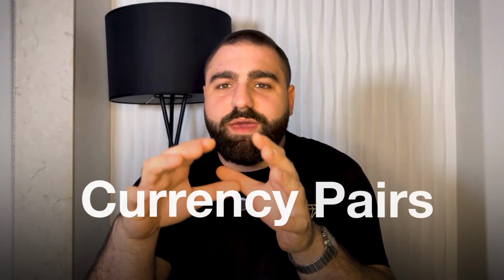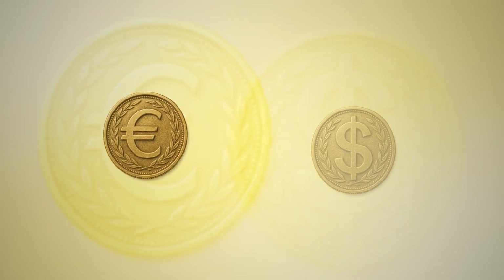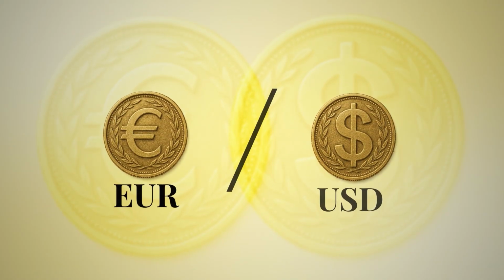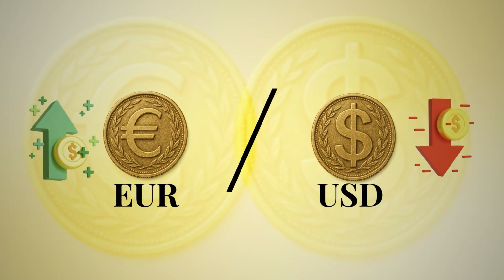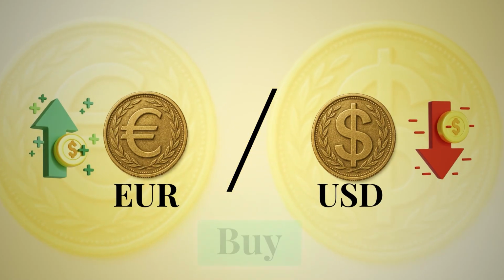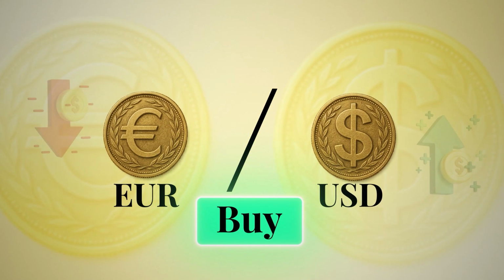And what you're trading in Forex is called currency pairs. Basically, you're trading one currency against another. Simple. For example, Euro USD. That's Euro versus the dollar. If you think the Euro is gonna go up in value against the dollar, you buy. But if you think it's gonna go down, you sell.